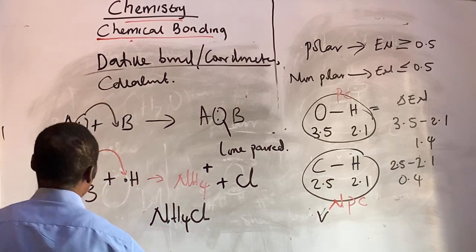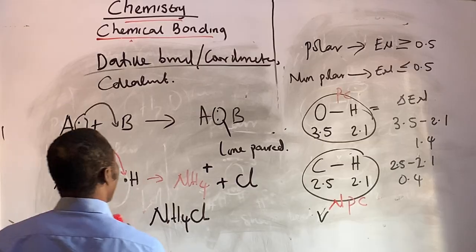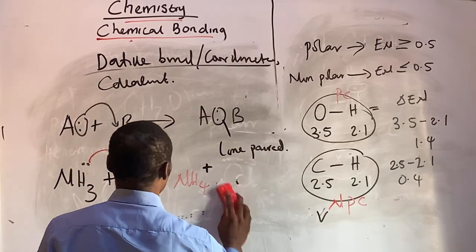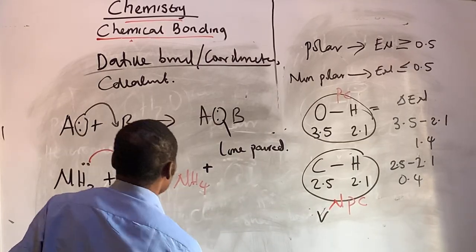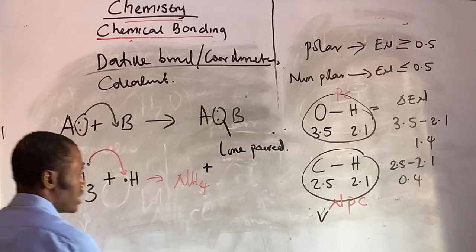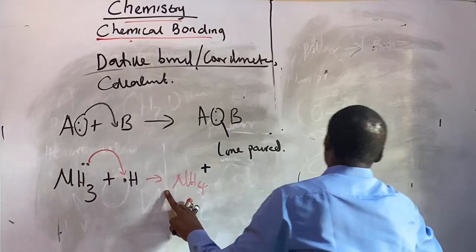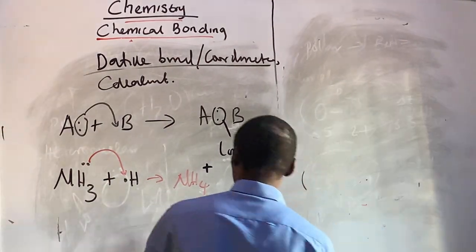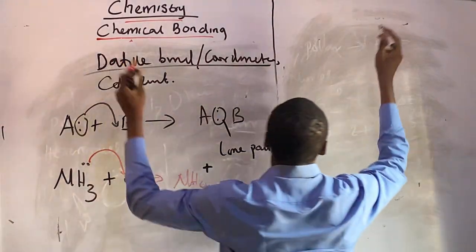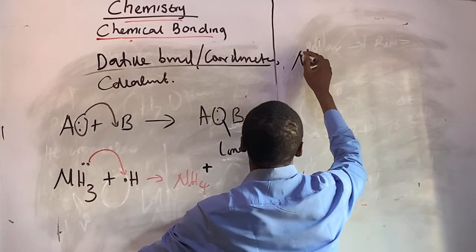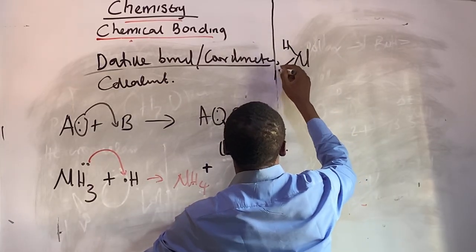All right, so let's go back to the board. So this is what we got. This is all we've got as the answer. So let's do one more. I have ammonia, hydrogen.